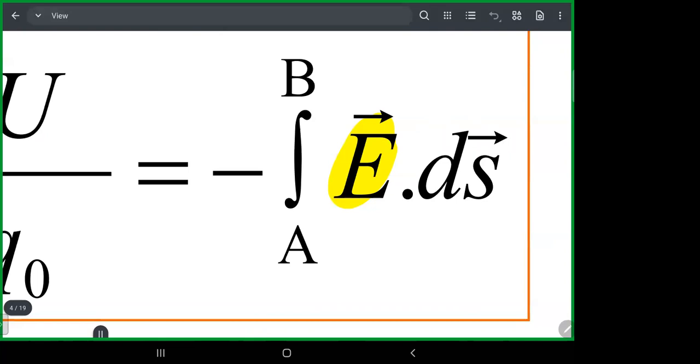Okay, cool. And once again, you can make a very good comparison with the gravitational field. When you go up against gravity, you're going up higher in potential. Same thing, same idea.